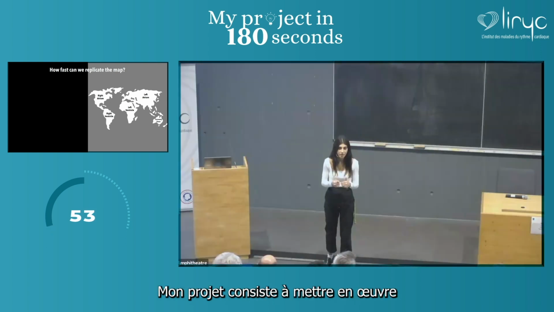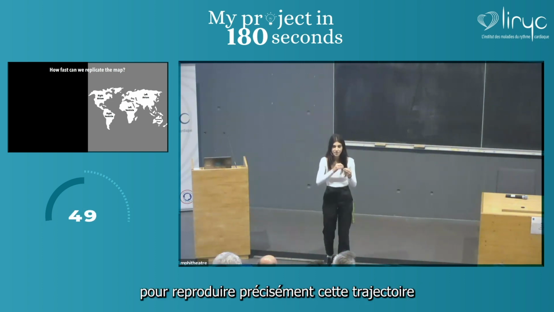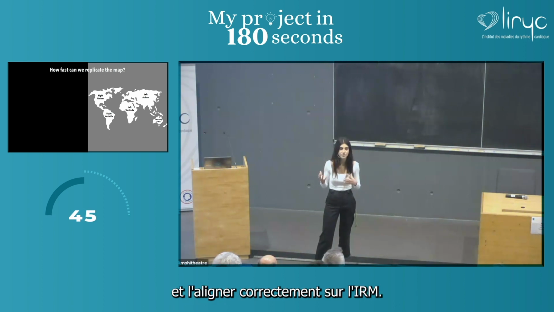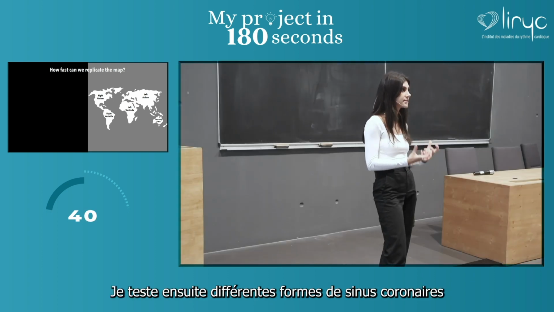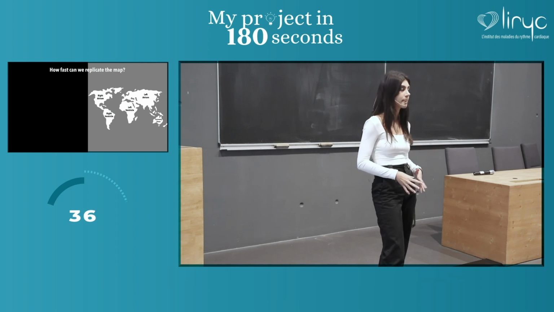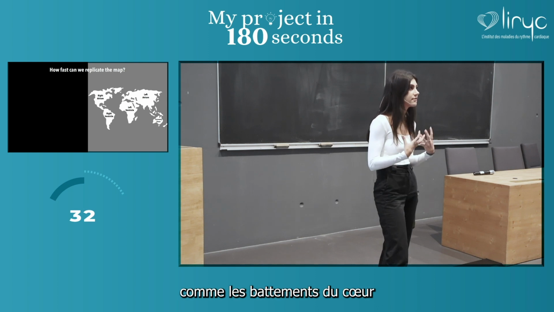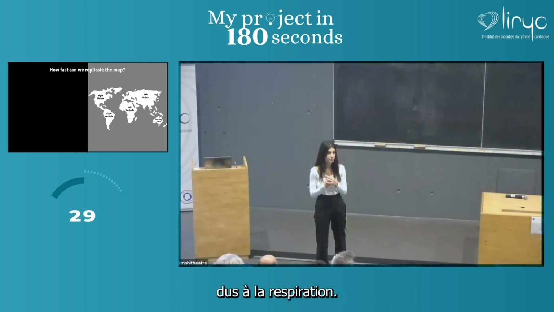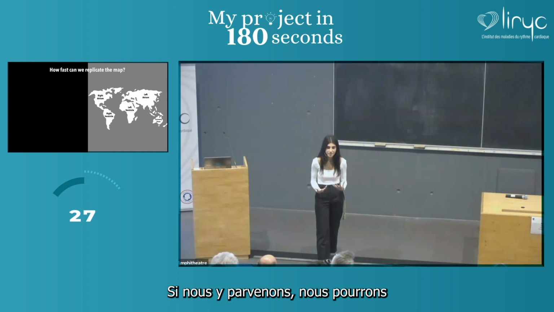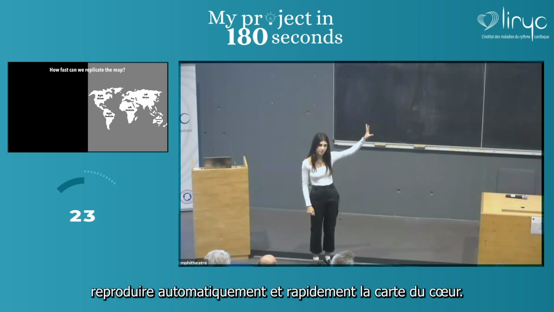My project is implementing mathematical theories to replicate this trajectory precisely, and then to align it properly on the MRI scan. And then I'm testing various coronary sinus shapes to make sure that the algorithm can adapt to different anatomies. Moving forward, we also need to account for things like movement, such as beating of the heart or movement of the chest due to breathing. And if we're successful in doing so, we can automatically and quickly replicate the map of the heart.